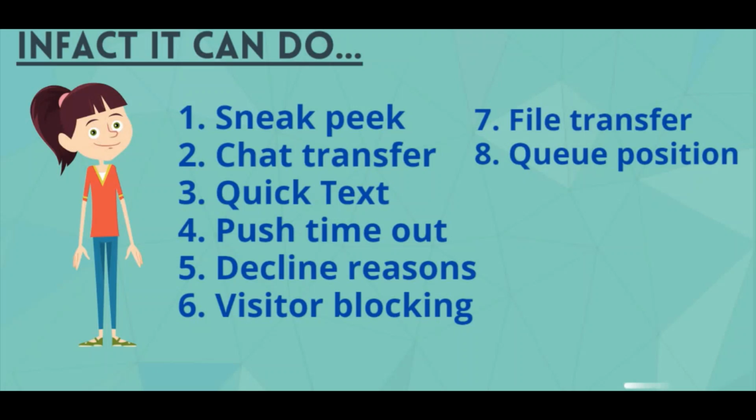Push timeout is the time where if the agent doesn't pick up that particular chat, it will be forwarded to some other agent. Decline reasons: an agent can decline the customer's chat request, but he needs to provide the reason. Visitor block is something you already know, what it means. File transfer, self-explanatory. Queue position is for when the number of agents is less and the customer chat requests are more, then they will be kept in a queue, so they will be able to see their queue number in the particular line.